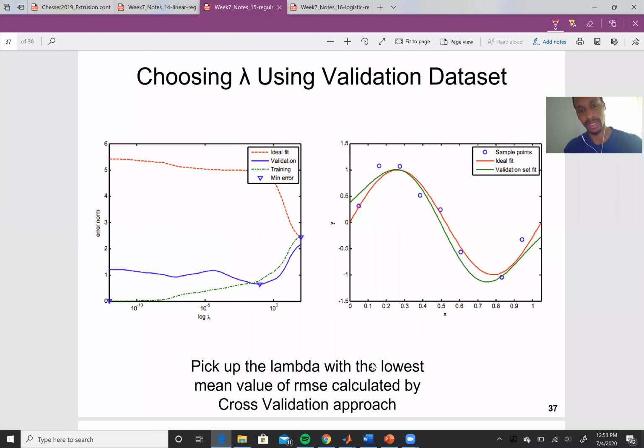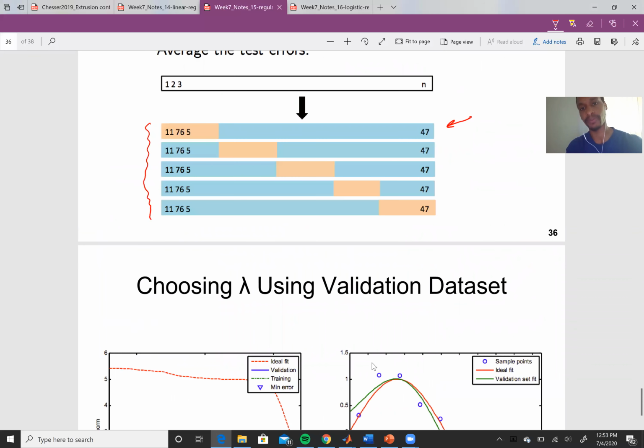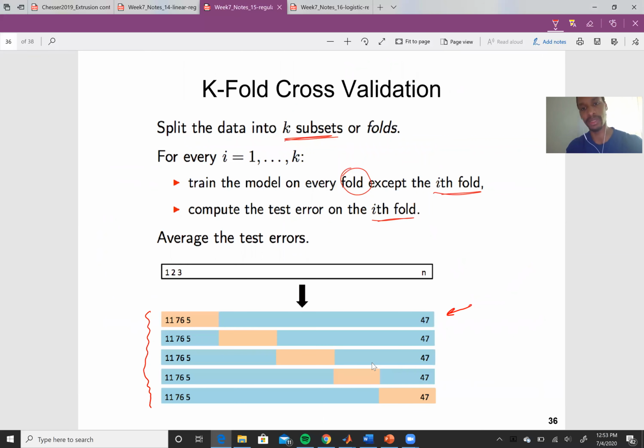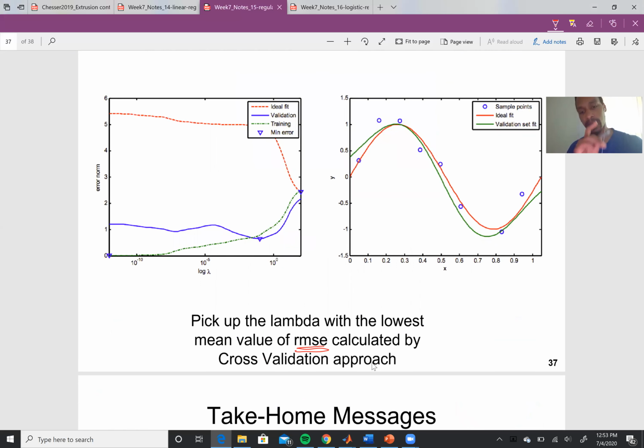I'm not sure what this is getting at. Pick lambda with the lowest mean value of root mean square error calculated by the cross-validation approach. Okay, so I guess this is saying that you can try different lambdas and then choose the one that has the lowest mean value of root mean squared error while using this test and cross-validation approach.